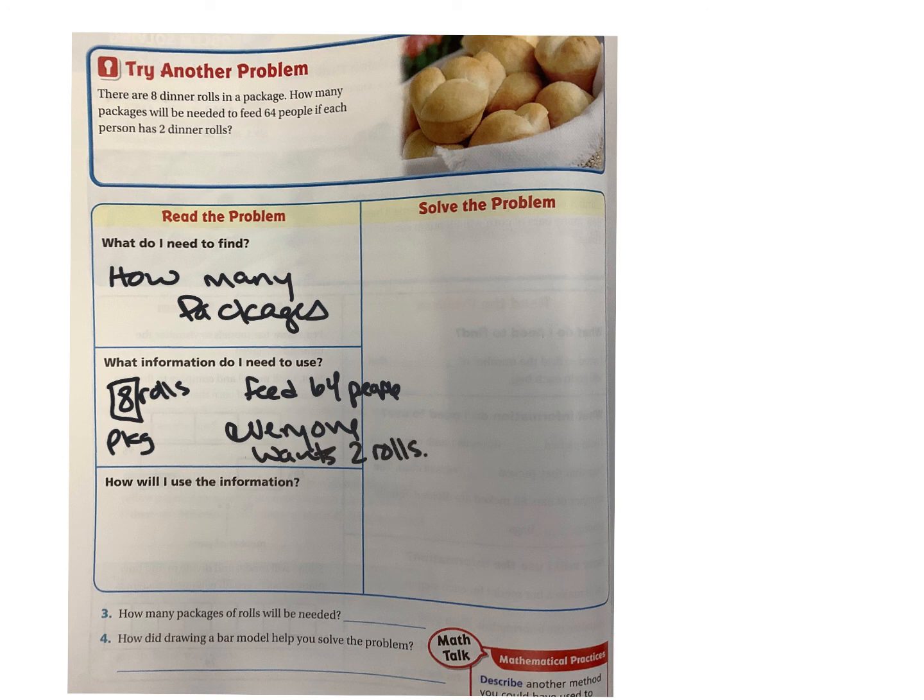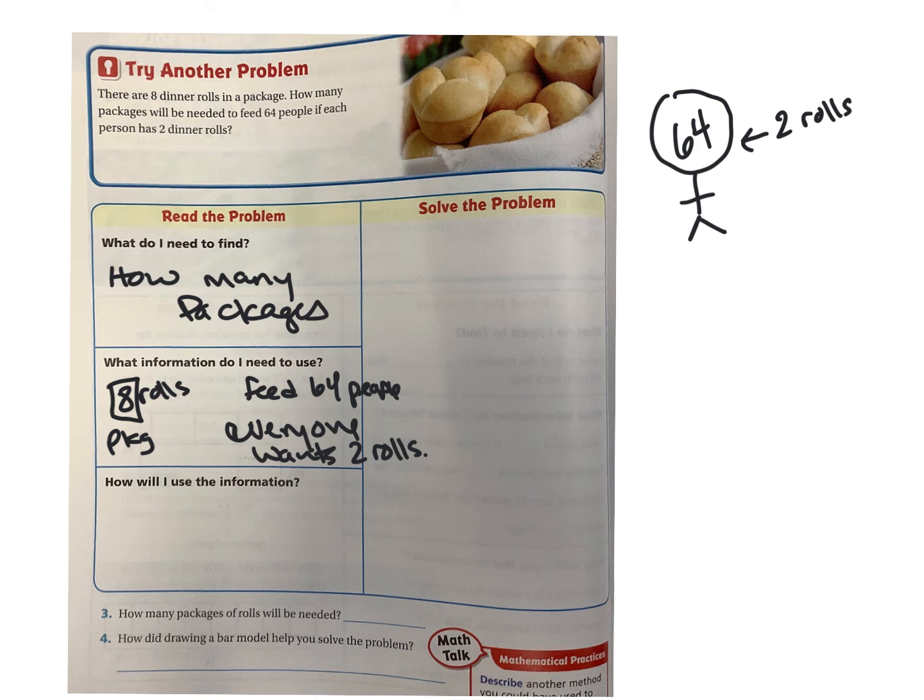Okay, let's draw this out a little more. So there are 64 people that I need to feed. Okay? And each of them wants 2 rolls. And so I can start by finding out how many rolls I am actually going to need for all those people to eat 2 rolls. And so if I have 64 people, one person eats 2 rolls, and another person eats 2 rolls, and that repeats 64 times.